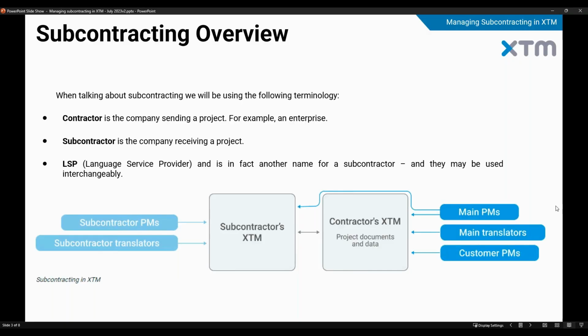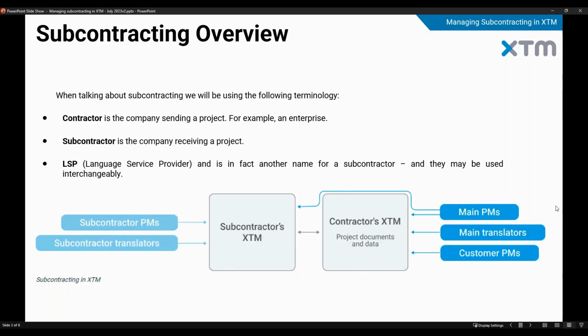Let's review the diagram we can see here. On the one hand, we have the contractor XTM instance where main PMs log in and create and manage their projects, as well as the main translators. This could be, for example, in-house linguists or in-country reviewers. On the other hand, we have the subcontractor's XTM instance where subcontractor PMs and linguists log in to process the tasks they have been assigned. And both are connected. The enterprise can assign tasks to the LSP, and then the LSP will send them back.